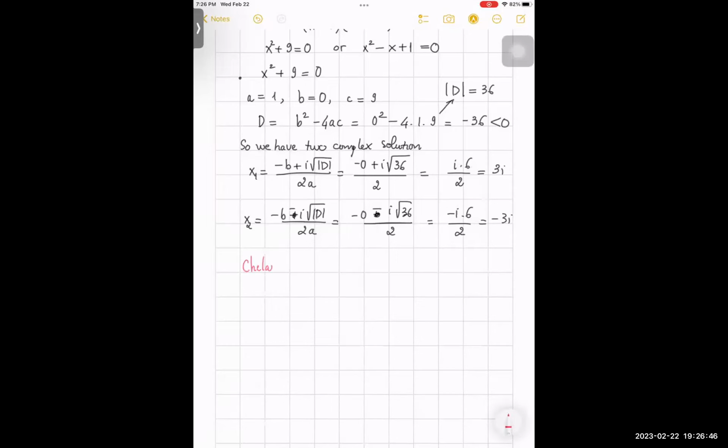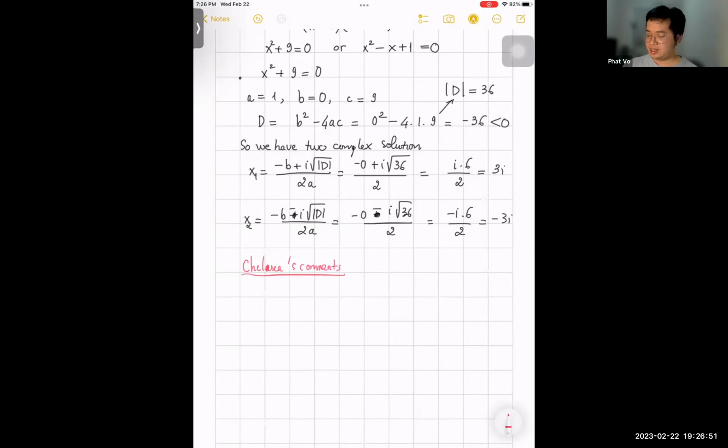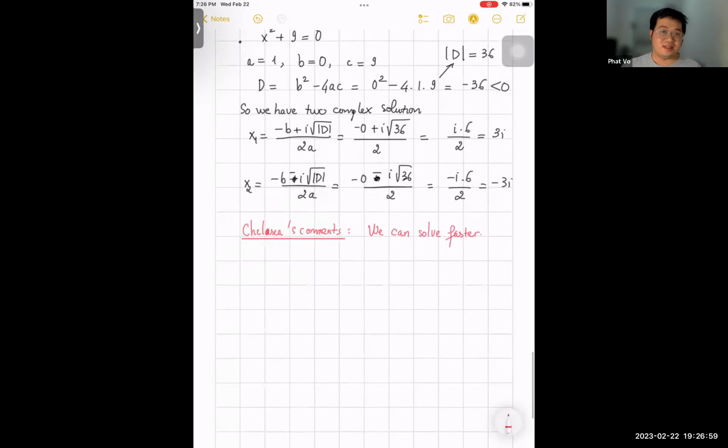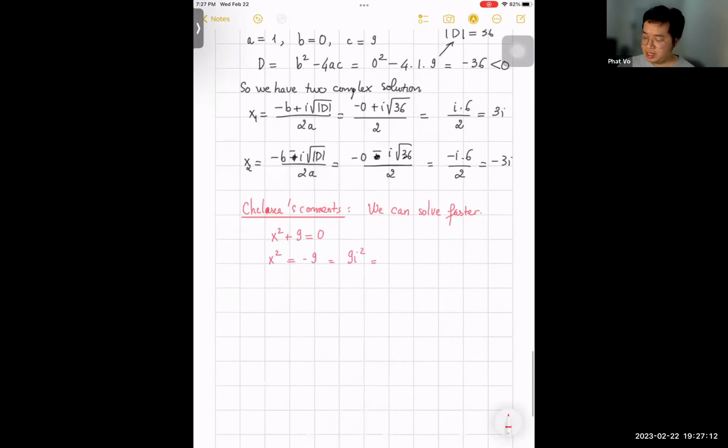Okay, here I will write Chelsea's comment. Exactly, so we can solve faster like that. That is the thing I will tell you. For x squared plus 9, we can solve faster. We can write x squared is equal to -9, and this becomes 9i squared, right? And this becomes 3i squared. After that you get x is 3i or x is -3i. You can solve like this. This is very fast.